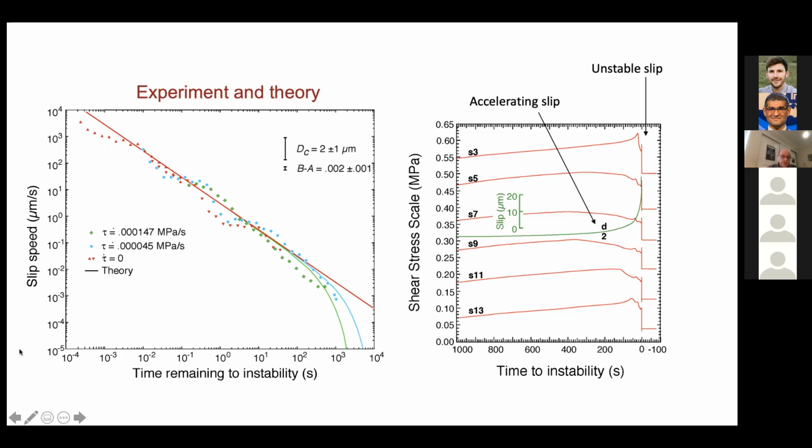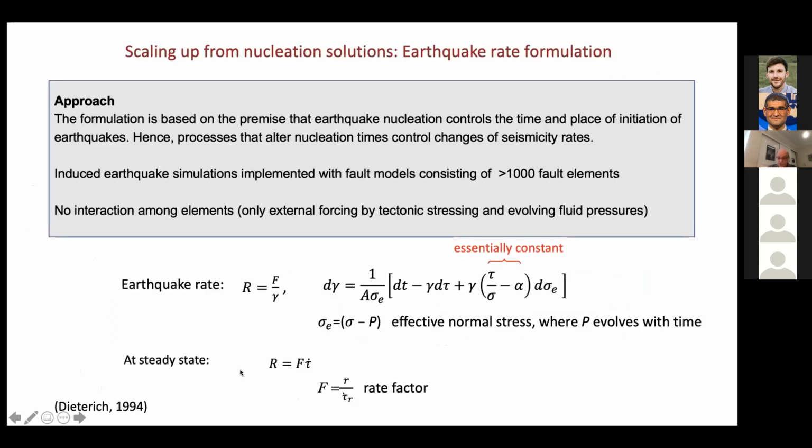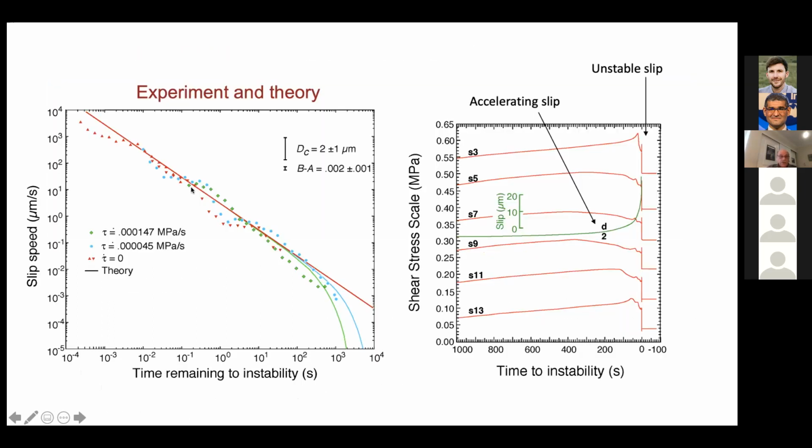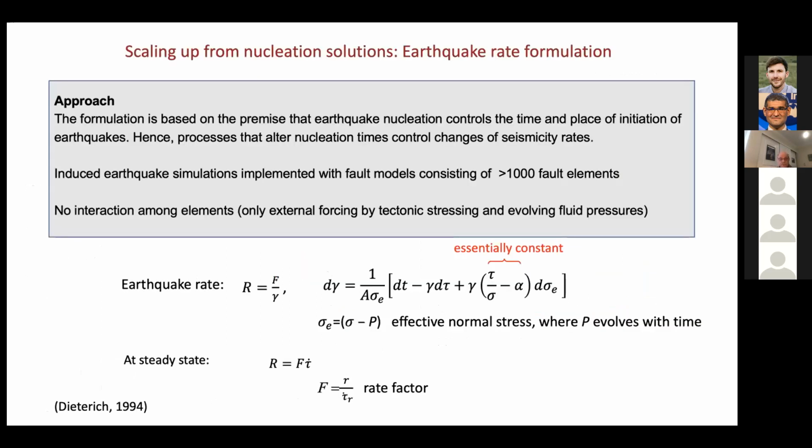And I guess I should explain the axes here. Sorry about that. This is kind of read backwards. This is time remaining to instability. So instability occurs at 0, and it's in a log scale. And so you see pretty good agreement here with the experiment and theory. So I have quite a bit of confidence that we've captured the basics of the process.